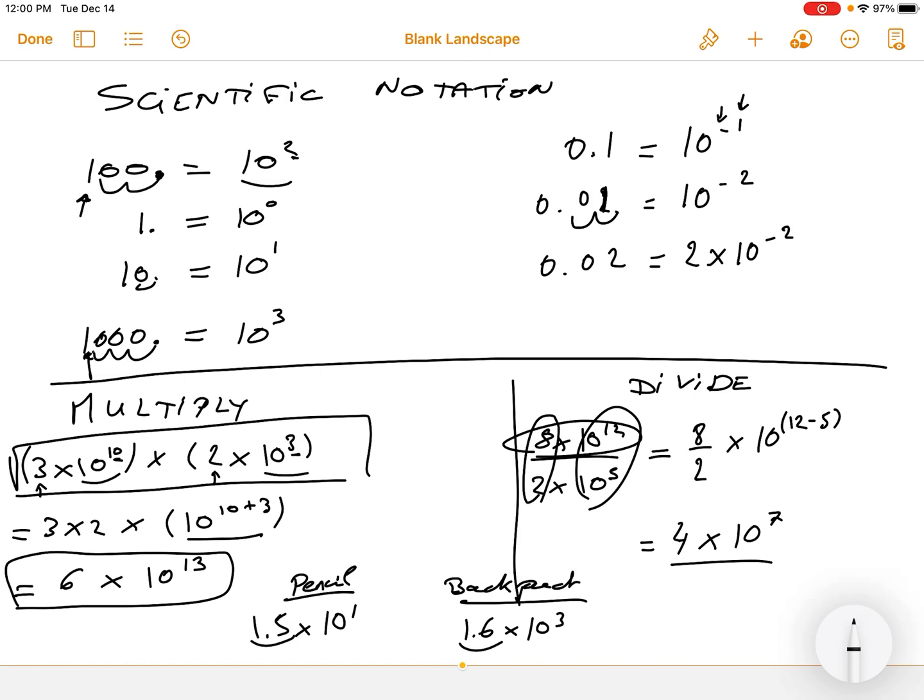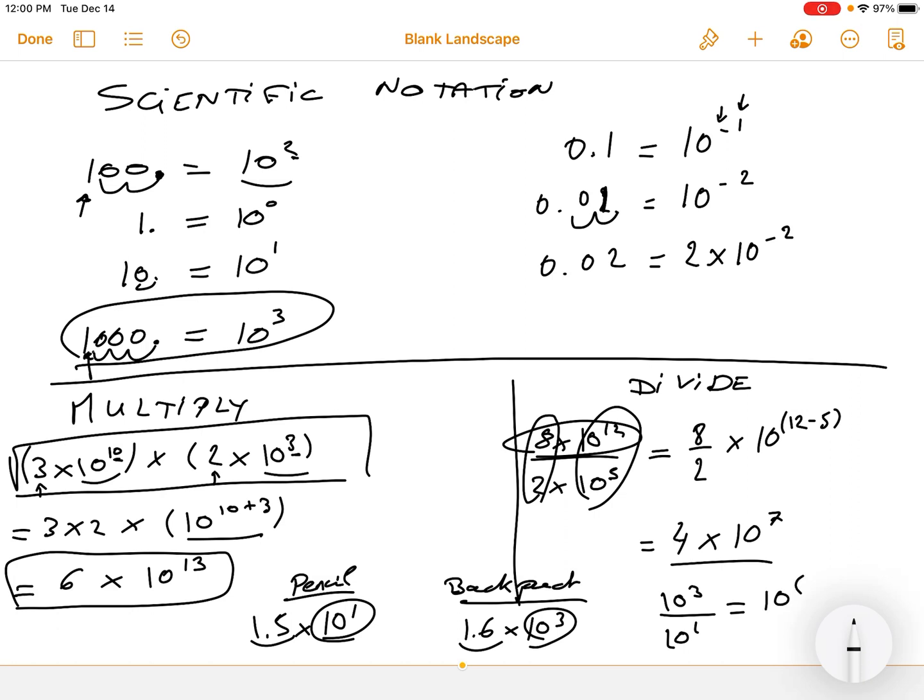So to know by how much the backpack is heavier than the pencil, we're just going to compare those two powers of 10. And what you want to do here is take the biggest one, so 10 to the power of 3, a reminder, this is 1000, divided by 10 to the power of 1. 10 to the 3 minus 1 is 10 to the power of 2, which is equal to 100. Your backpack is 100 times heavier than the pencil.